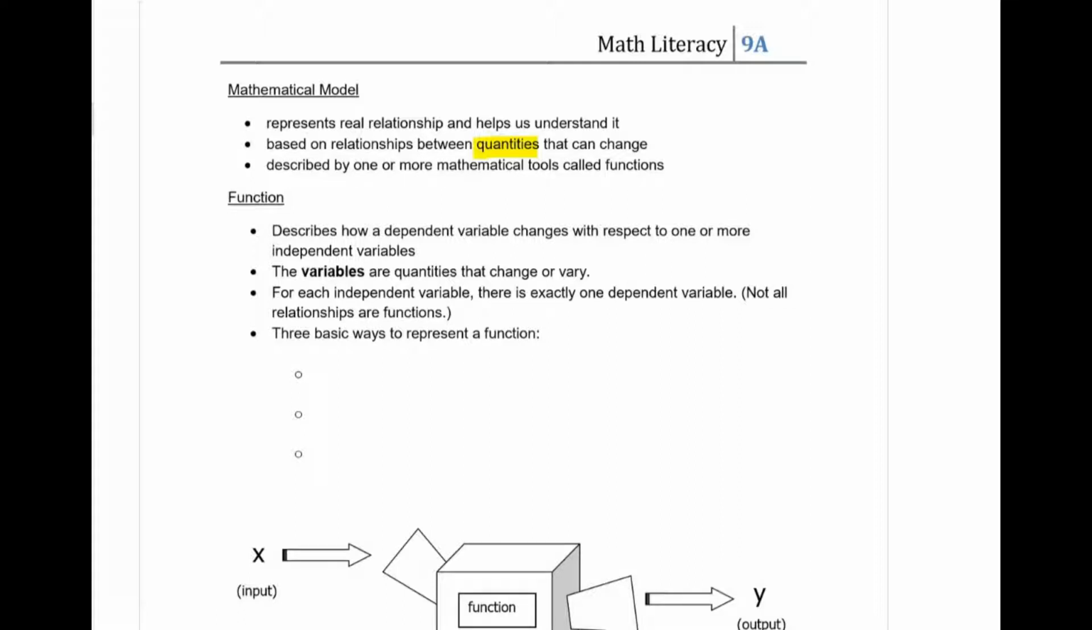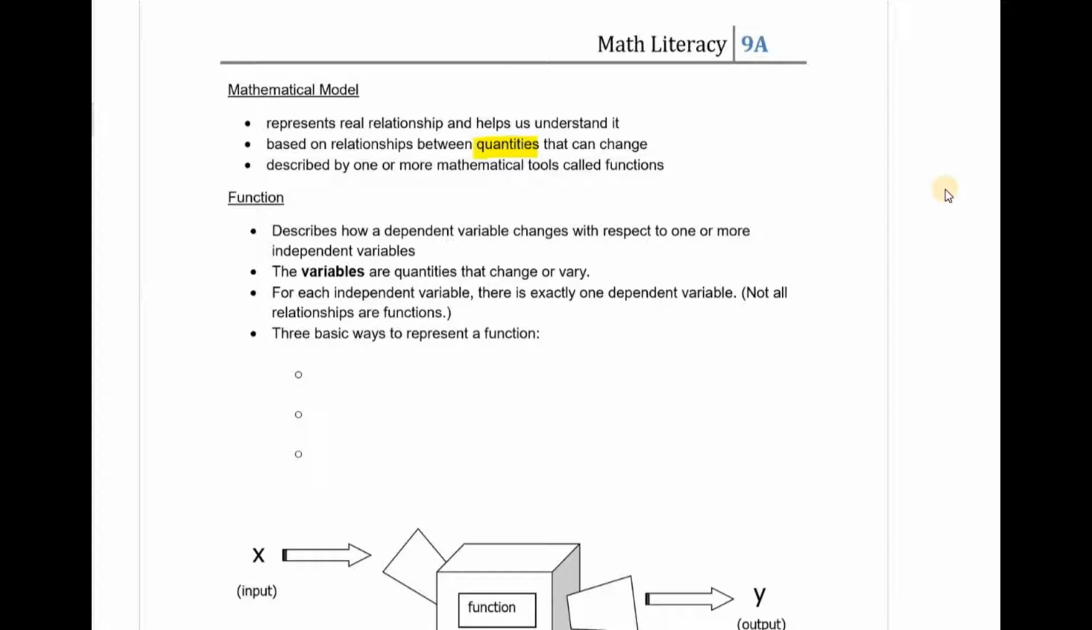Okay, a function describes how a dependent variable changes with respect to one or more independent variables, and we're going to see several examples of this in a minute. The variables are quantities that change or vary, and for each independent variable, there is exactly one dependent variable. Now, one thing you need to know is that not all relationships are functions. So we're only going to be working with functions in this chapter.